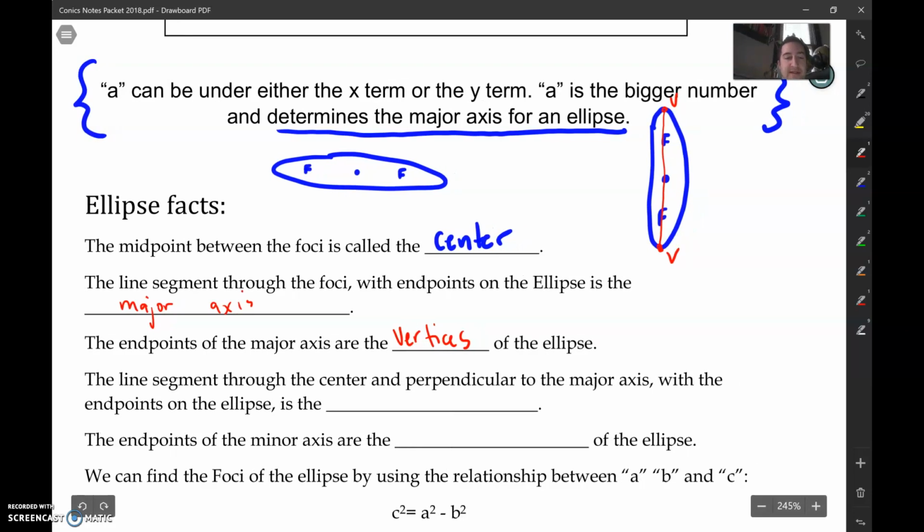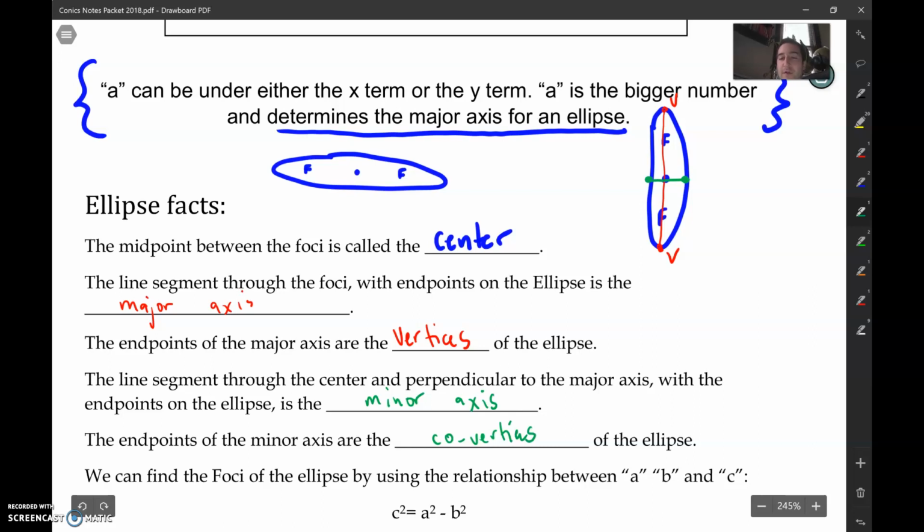What about the minor axis? The line segment that cuts through the center and is perpendicular to the major axis. I'll draw that in green. So this guy here. Notice it's much smaller. That is your minor axis. Minor axis is the smaller of the two. And the endpoints of the minor axis are not the vertices, but the co-vertices.